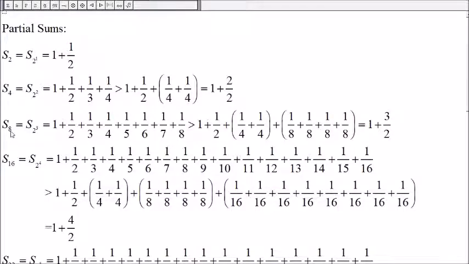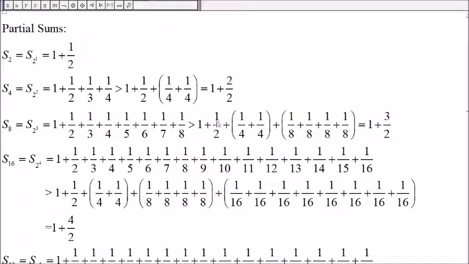And now let's look at the sum of the first 8 terms. Right here, we change this to 1 fourth. And again, we know that 1 third is greater than 1 fourth. And then we're going to change these 3 right here to 1 eighth. 1 fifth is greater than 1 eighth. 1 sixth is greater than 1 eighth. 1 seventh is greater than 1 eighth. So the sum of these 8 terms is greater than the sum of these 8 terms.